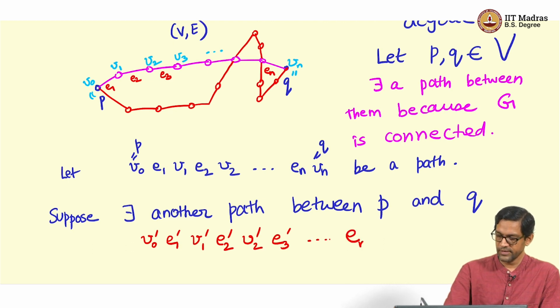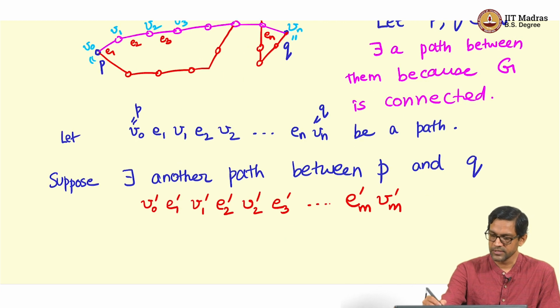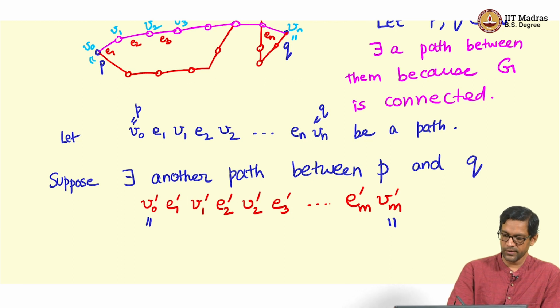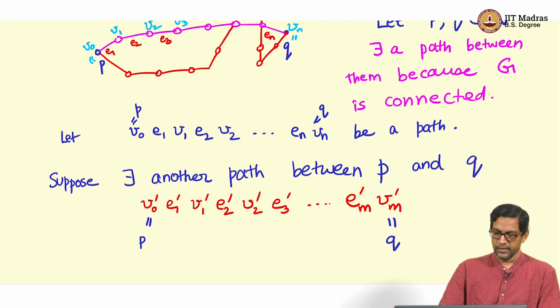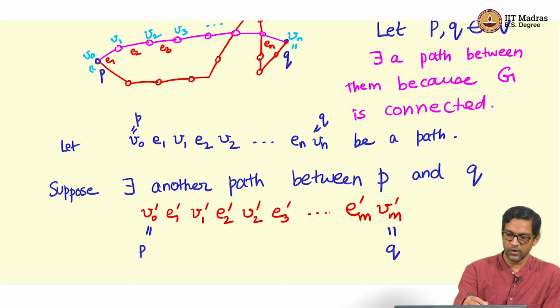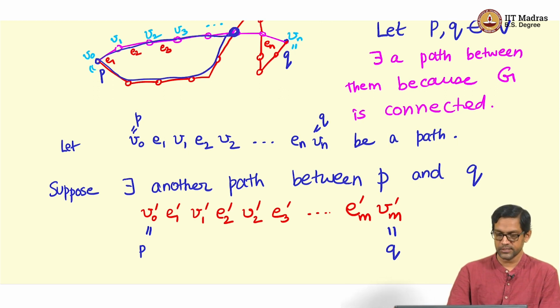And now this may be a shorter or longer path, need not be the same length, and let us assume as before that the two ends are P and Q. So now how are we going to argue? What we have to do is really the following: you look at these two paths and find the first place where they both intersect each other. So take the first common vertex between these two paths.